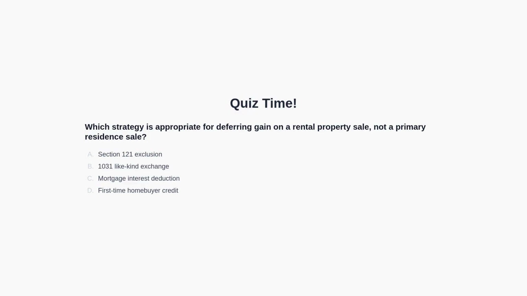Which strategy is appropriate for deferring gain on a rental property sale, not a primary residence sale? Option A, Section 121 exclusion. Option B, 1031 like-kind exchange. Option C, mortgage interest deduction. Option D, first-time homebuyer credit. You may pause the video now to think about the answer. We will discuss the answer in the next section of the video.